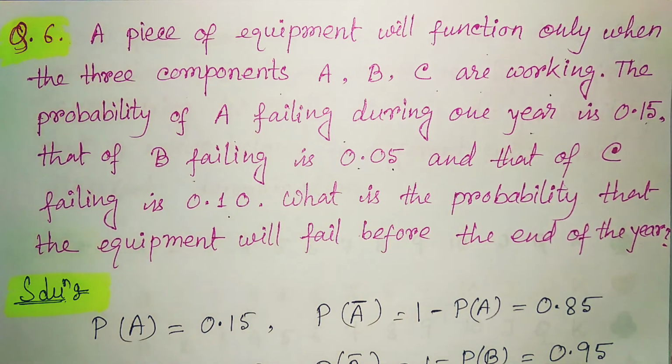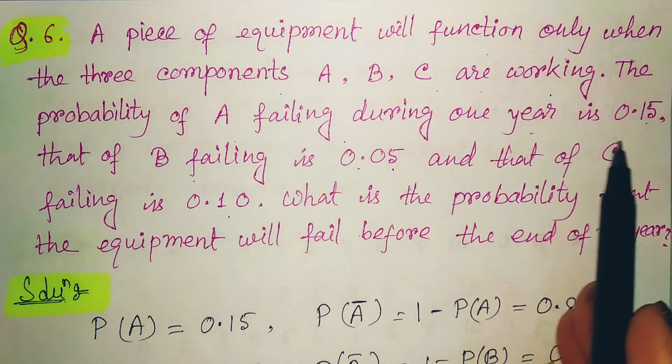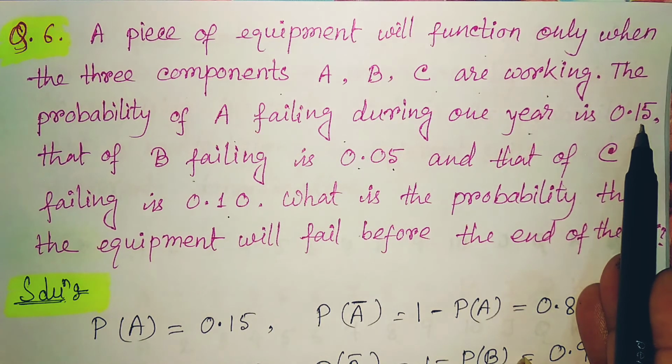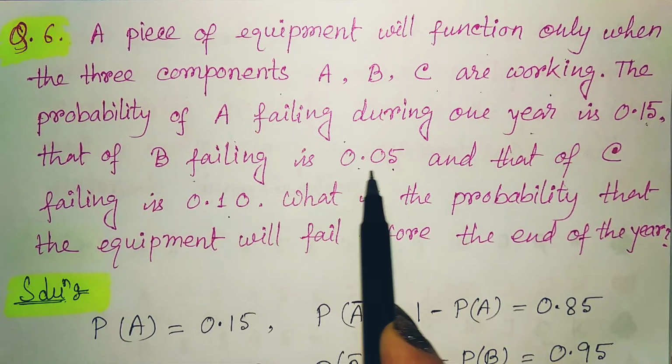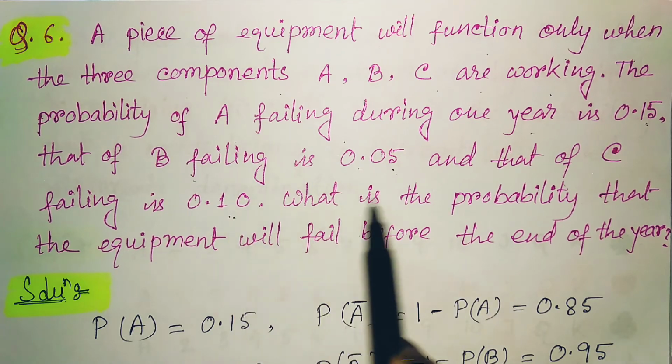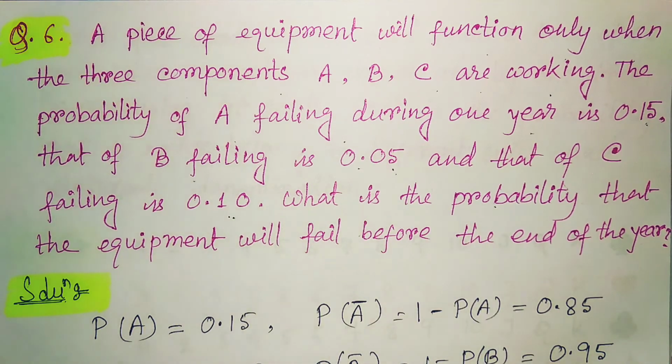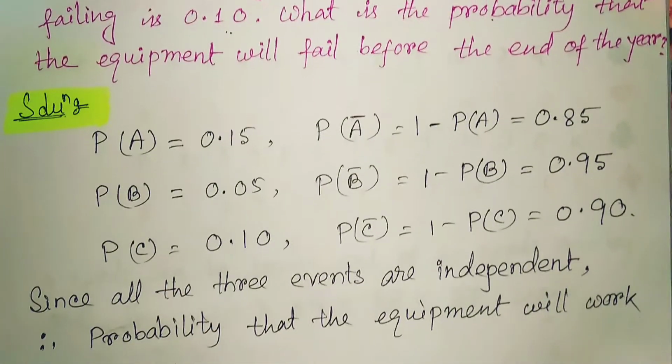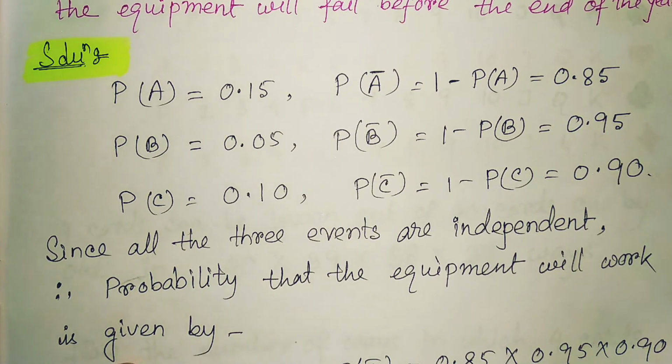A piece of equipment is there. There are 3 things which keep the equipment functioning. And it is given that the probability of failing of equipment A is 0.15 during a year, B is 0.05 and C is 0.1. Our requirement is to find out the probability that the equipment will fail before the end of this year. So for the solution of this one, at first we just write the given things.